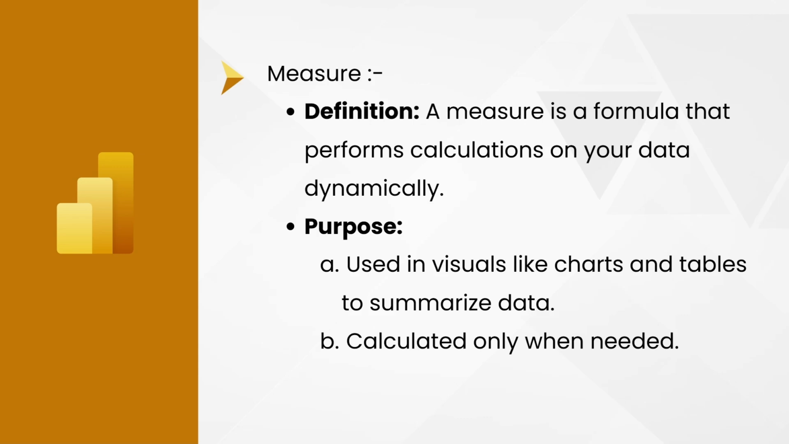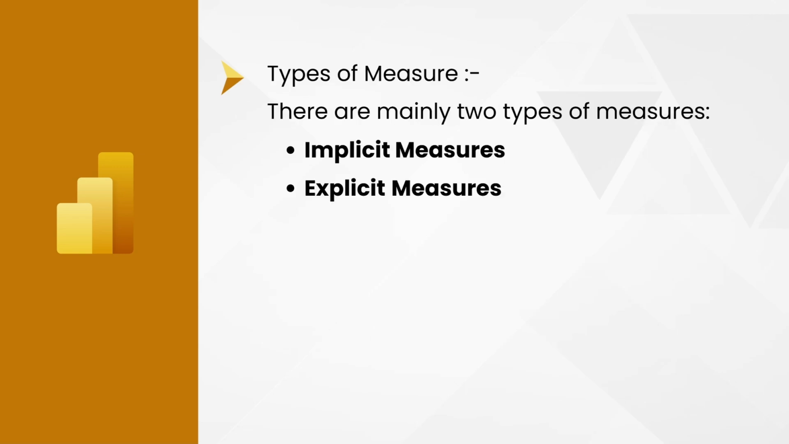Now the question is, how does it work? Let's revisit our sales example. To calculate the total sales for a chart, we can create a measure using the formula Total Sales equals sum of Sales[Amount]. Here is what makes measures special. If we filter the chart to show sales for a specific region, the measure dynamically recalculates the total for that region. Measures are context sensitive, meaning they adapt to filters and slicers applied to our visuals. With this understanding, let's now explore the two types of measures in Power BI.